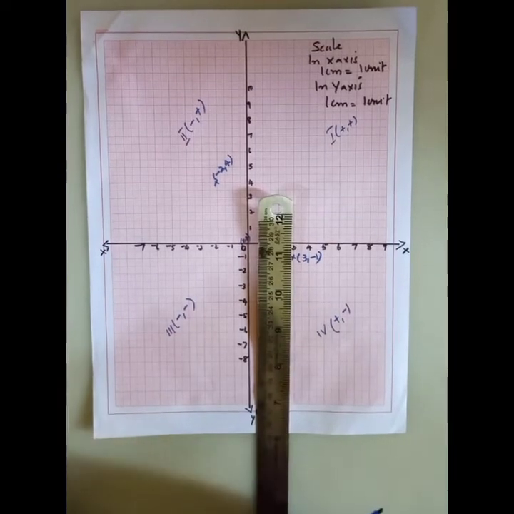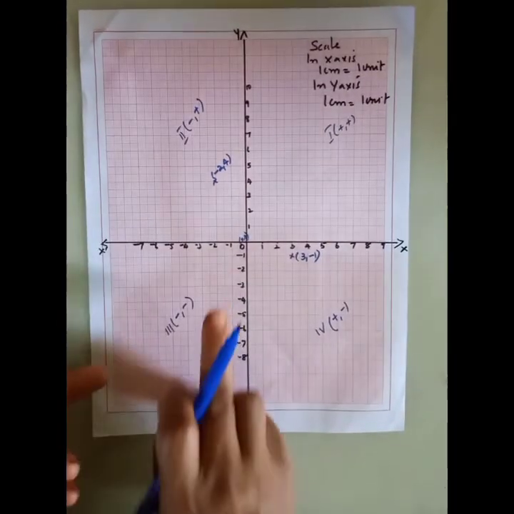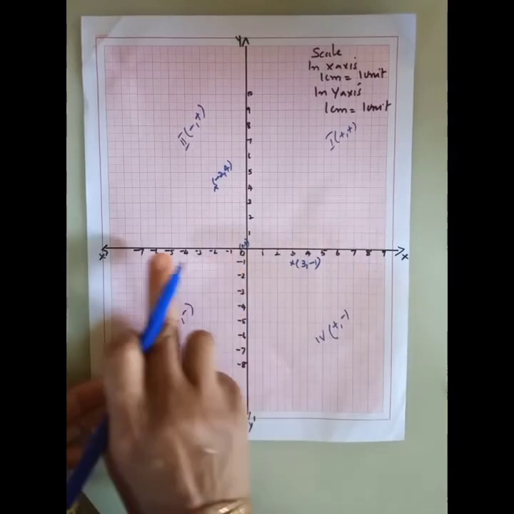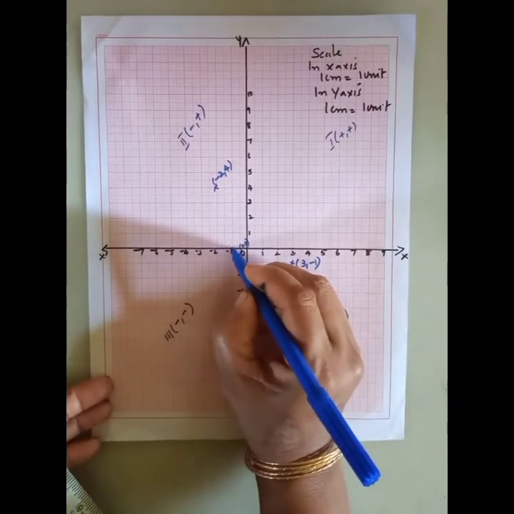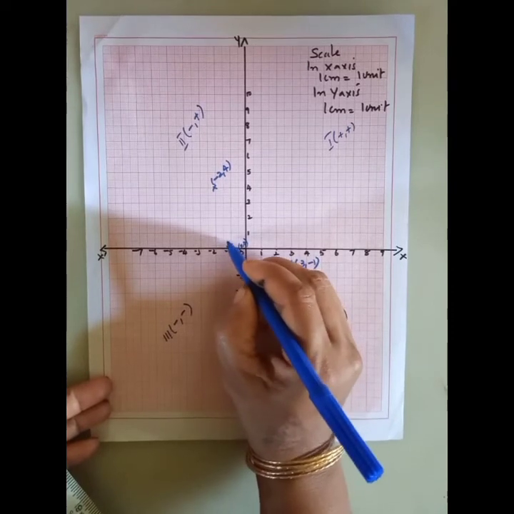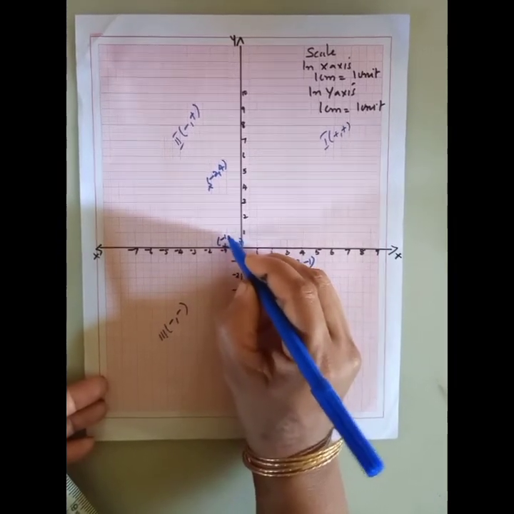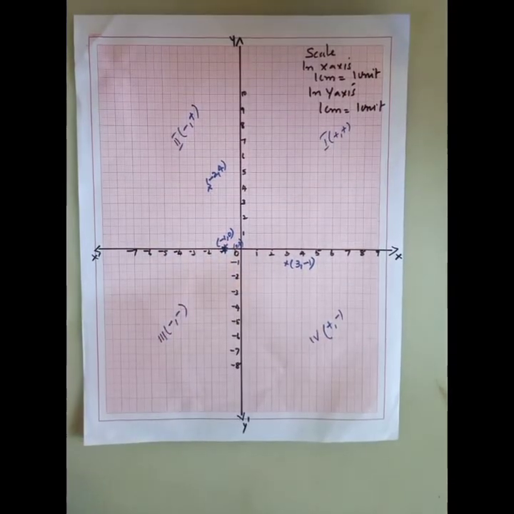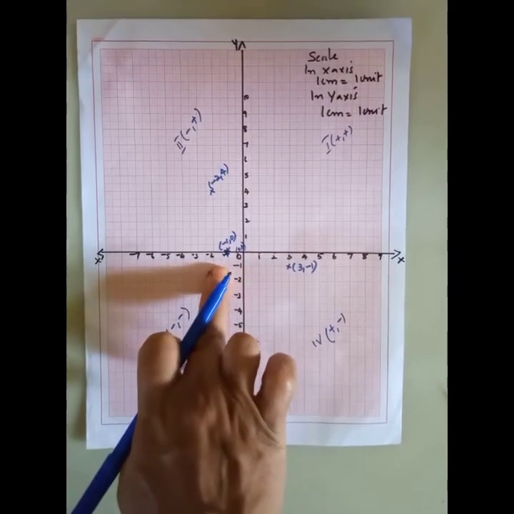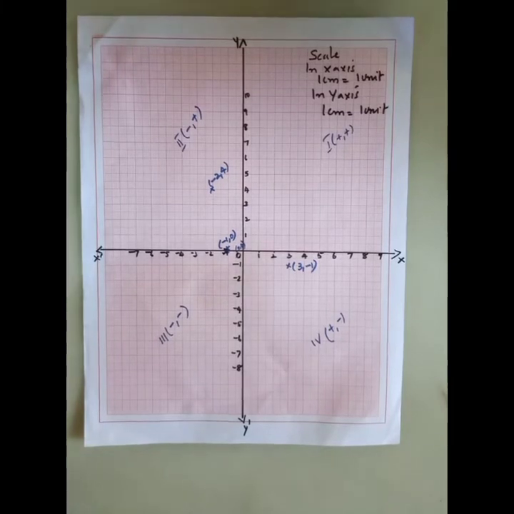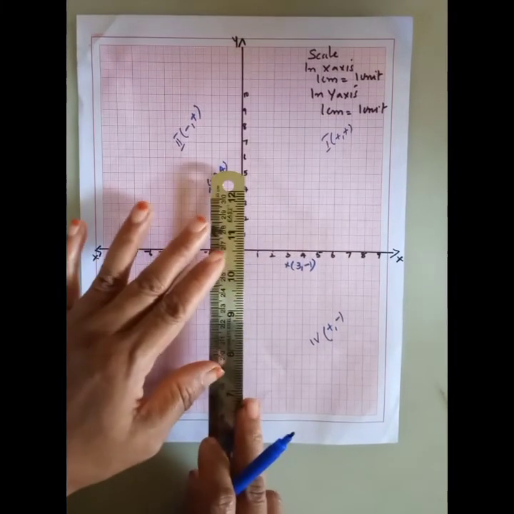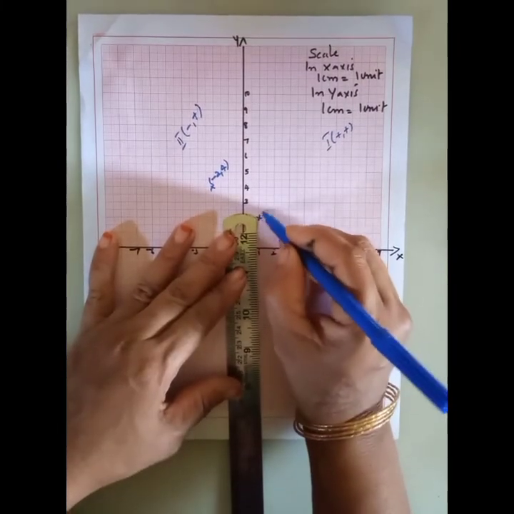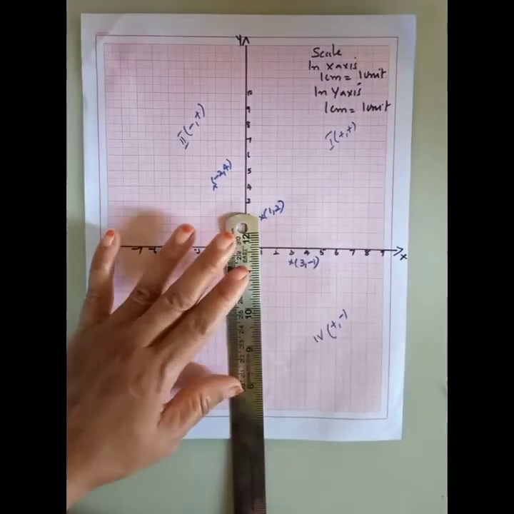Next one, minus 1, 0. Minus 1, the left side of the x-axis, 0 is the y-axis value. So you must see that minus 1, 0 lies on the x-axis. This is the point minus 1, 0. So it lies on the x-axis. Next one, 1, 2. Keep the scale perpendicular to x-axis. This is 1, this is 2. So this is the point 1, 2.